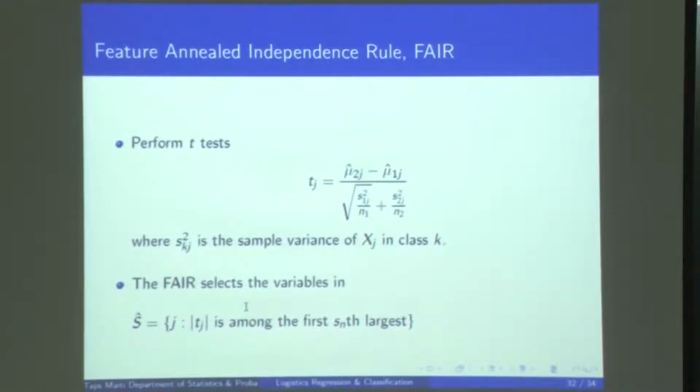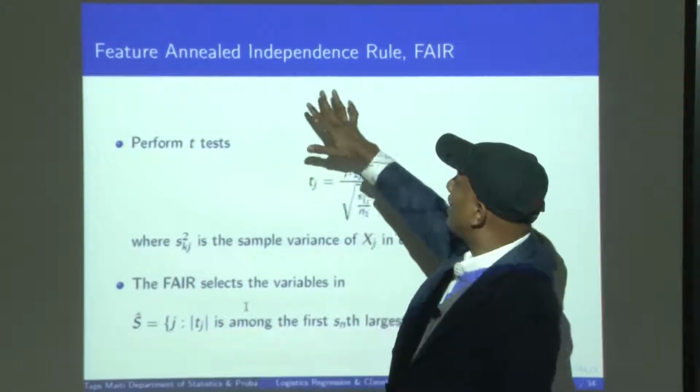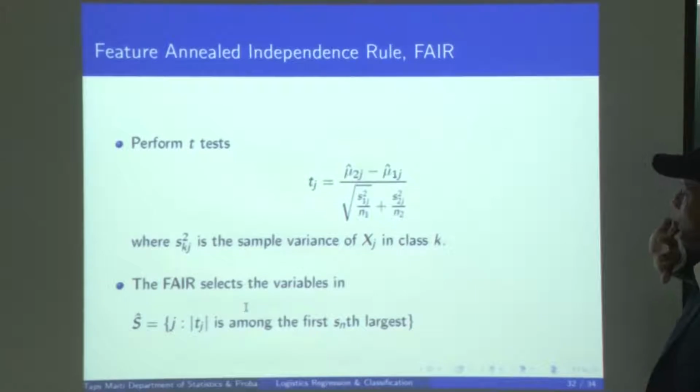Second one, instead of the second one, I'll just mention a few of the developments. By the way, most of the papers are in the Annals of Statistics, after 2005, 2006, those types of things. So the FAIR idea, which is called the Feature Annihilation Independence Rule.